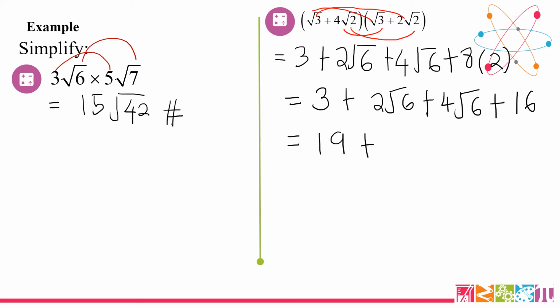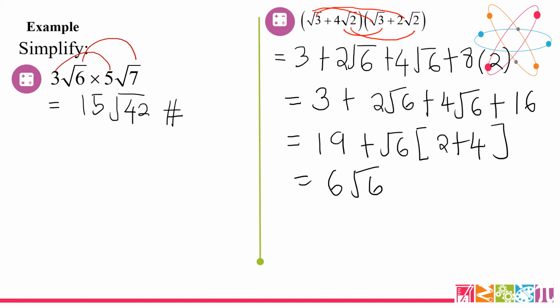After that, for the root 6, we can factorize. Solve 2 plus 4. 6 root 6 plus 19. So this is the final answer we can have.